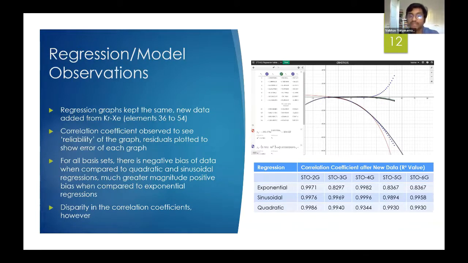If we see that the reliability, or the R squared coefficient, is still more or less the same, or still very good and close to 1, then we could conclude that the model does reliably fit the data. But if it doesn't, then that means that the model that we created did not fit the data that we had in the scatter plot. So what we did was we tried this for everything from STO-2G to 6G.